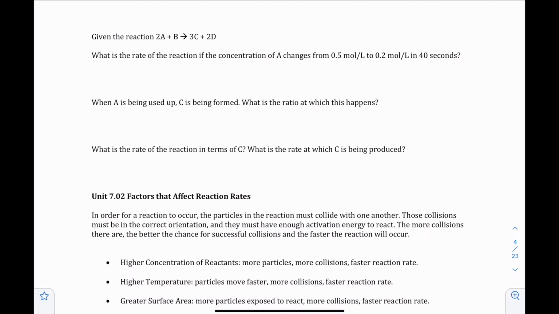The next example on the following page gives us the reaction 2A plus B yields 3C plus 2D. What is the rate of the reaction if the concentration of A changes from 0.5 to 0.2 in 40 seconds? Again, calculate the rate using the change in concentration or amount over the change in time.